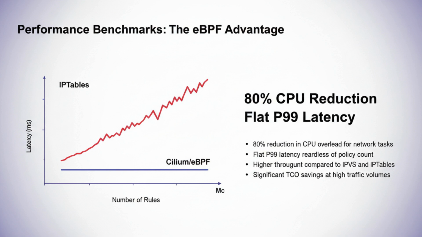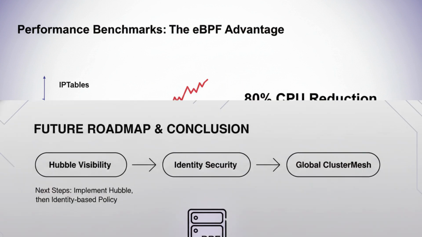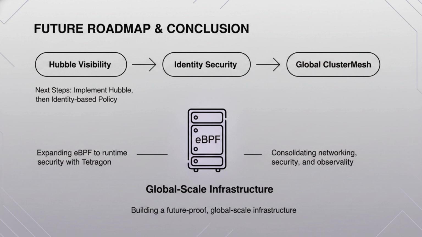For a global scale system processing millions of requests per second, this efficiency translates into massive cost savings on compute resources and a much better experience for the end user. This is how you build a future-proof network stack. As we conclude, the trend is clear. The future of networking is programmable and event-driven.